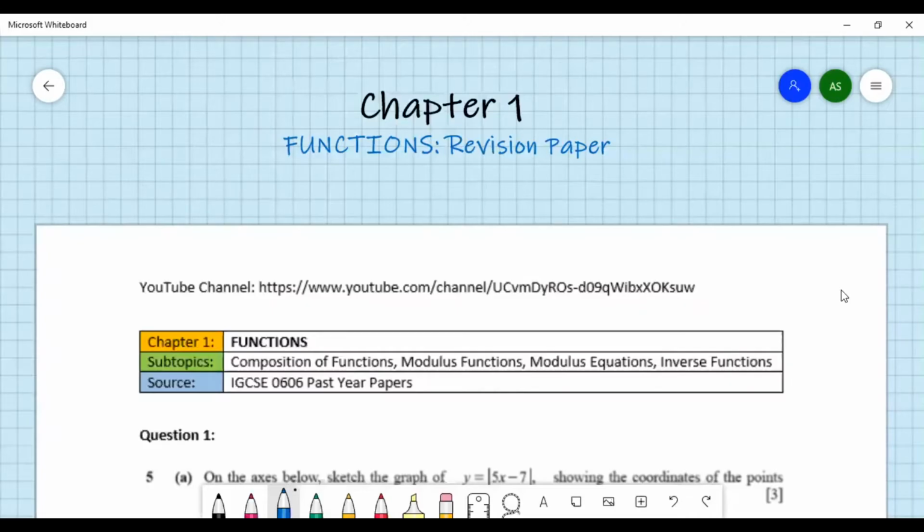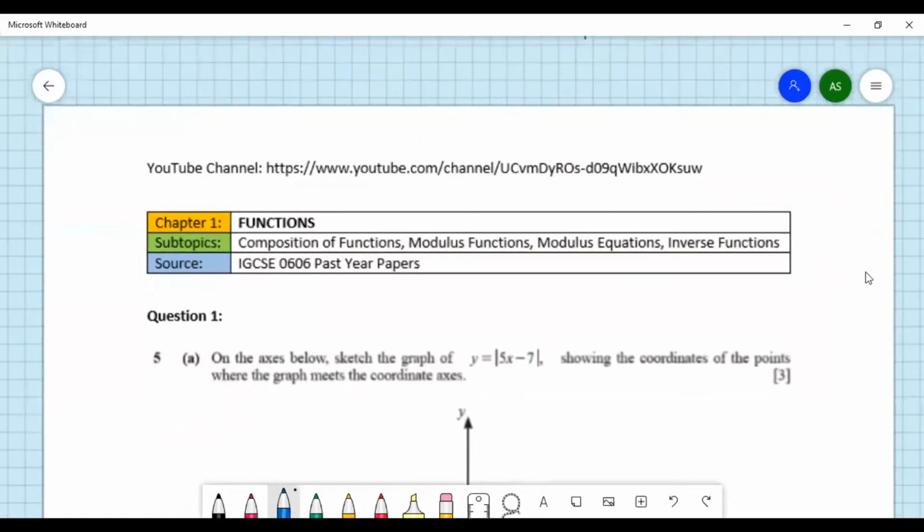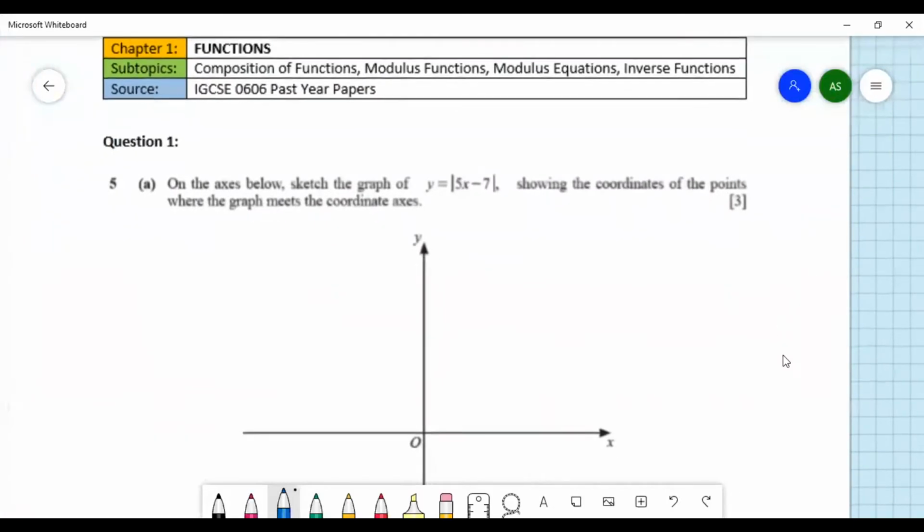Hi everyone, so today we are going to have a revision on functions. I have prepared a revision paper that you can download from the description. Alright, so let's proceed to question number 1.